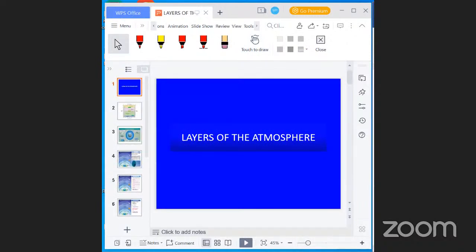Now we are going to look at the layers of the atmosphere. The atmosphere has 5 primary layers. Before going into the main topic, we start from the Earth.